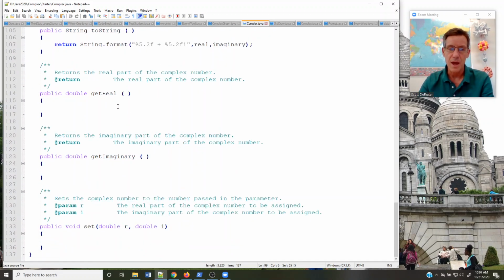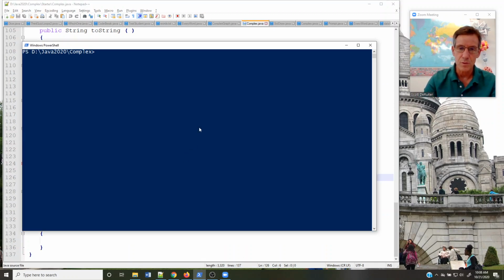You also have to have a couple of getters, so get real, get imaginary. These are just one-line statements, and then also a setter. This is a mutator, a modifier, where you can set the real and imaginary values. Now, when you're done, when you've written all of these, this is what it should look like. So you want to pay attention as I'm running this.